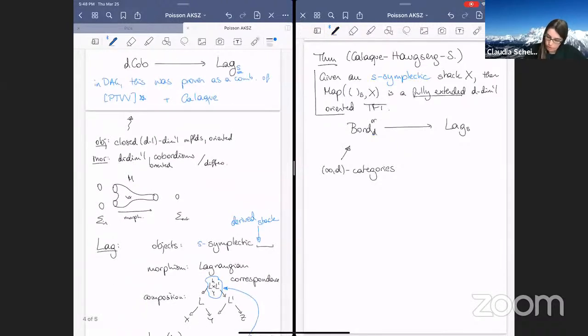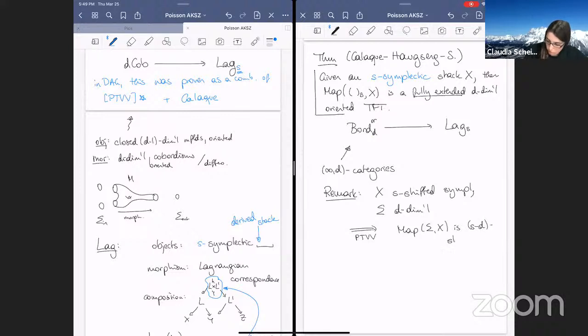Right. So remark, if X is S-shifted symplectic and sigma is d-dimensional, then what PTVV shows is that maps from sigma to X is (S minus d)-shifted symplectic.